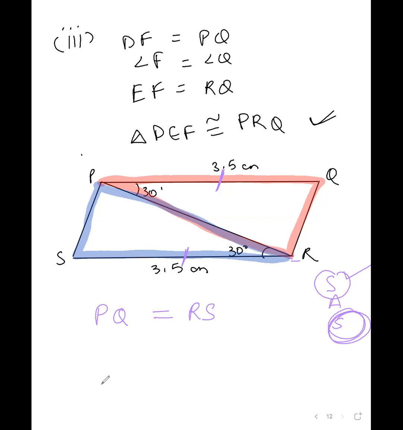PS and PR. How about PR? Is PR equal to PR? Yes. In fact, RP, I should write it like this. PR and RP, they are both equal. Obviously, it's the same line segment. And they are both part of these two triangles. So that's why we've written it like this. Is it okay?